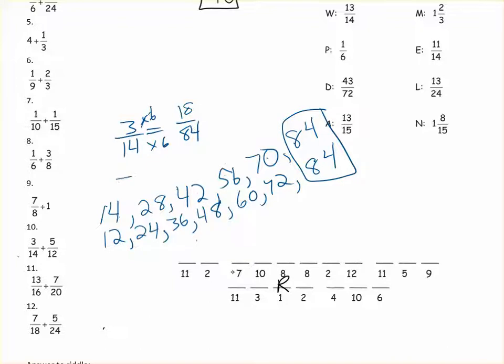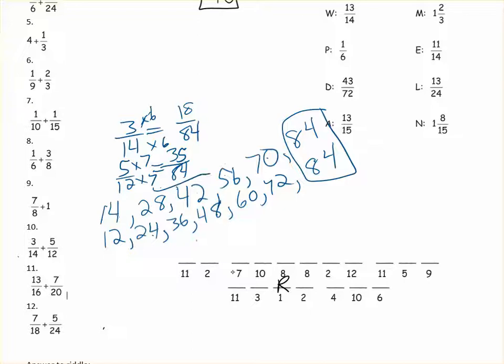And then I need to change twelfths, 5 twelfths, into something out of 84. So let's see, 12 times, what was it? 1, 2, 3, 4, 5, 6, 12 times 7. So 5 times 7.